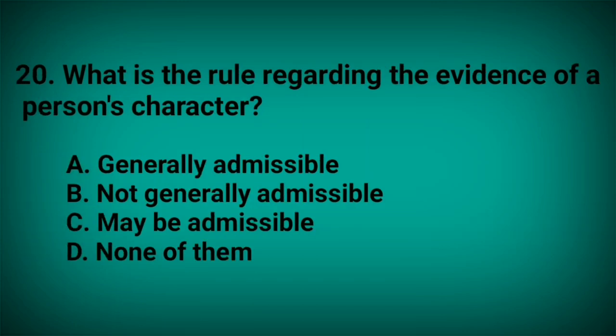Number 20. What is the rule regarding the evidence of a person's character? A. Generally admissible. B. Not generally admissible. C. May be admissible. Or D. None of them.